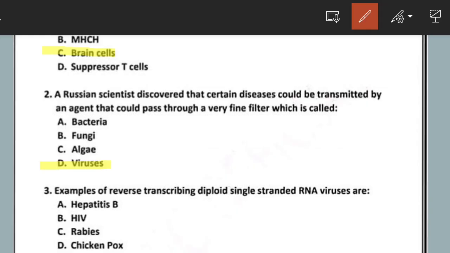Question number 3: examples of reverse transcribing diploid single-stranded RNA viruses are option A, the hepatitis B virus, option B, the HIV, option C, the rabies, and option D, the chickenpox. HIV, or human immunodeficiency virus, which causes AIDS in human beings, has the ability of reverse transcribing single-stranded RNA into double-stranded DNA because of the reverse transcriptase enzyme. This is the most unique property of HIV. So the correct option here will be option B.